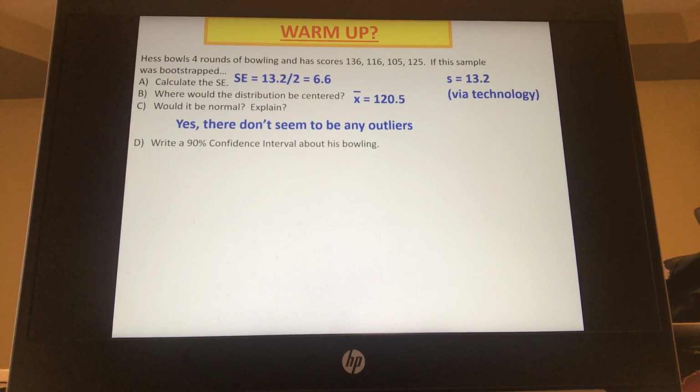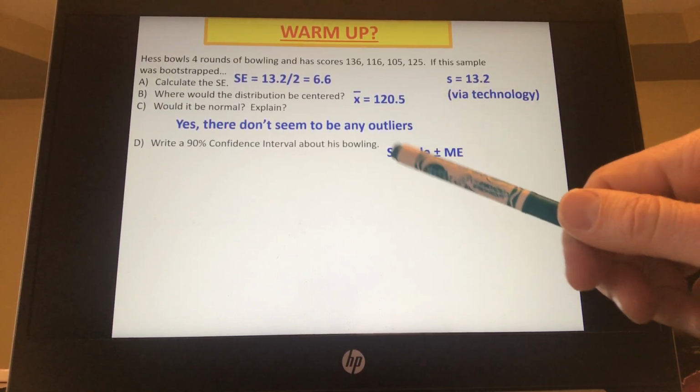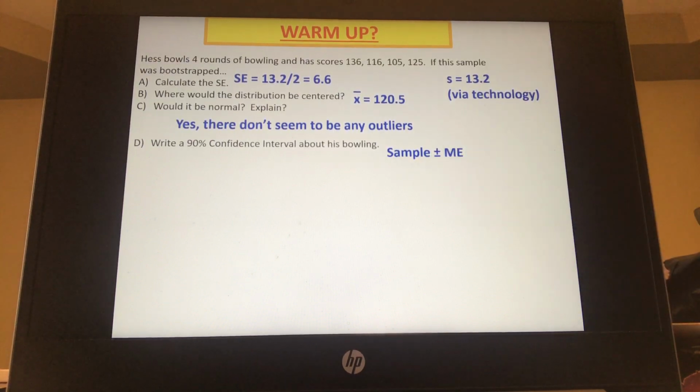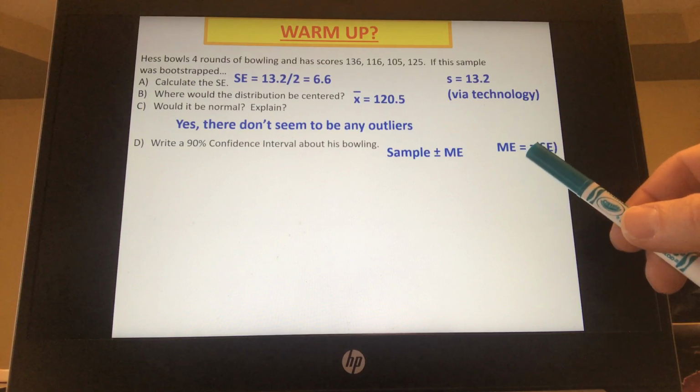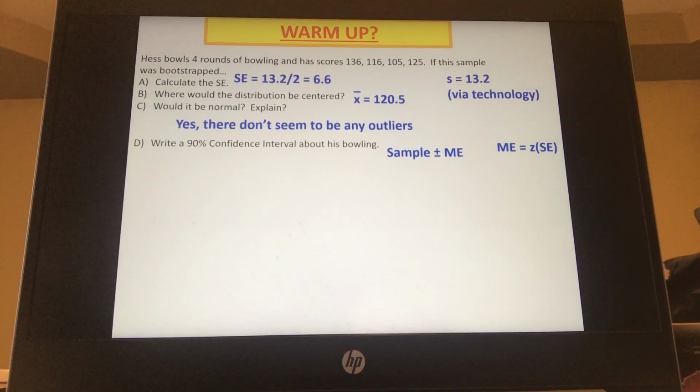And then we get to part D, which is about writing a confidence interval. Now, to write the confidence interval, you need the table. We're going to spend a whole focus on this in the next unit, but if you remember back to earlier in the year, you take the sample statistic and you add or subtract the margin of error to get your confidence interval. Here's what's kind of new. Typically, the margin of error is your standard error times whatever level of confidence you want based on Z or Z star.